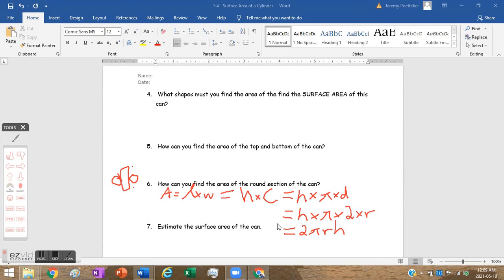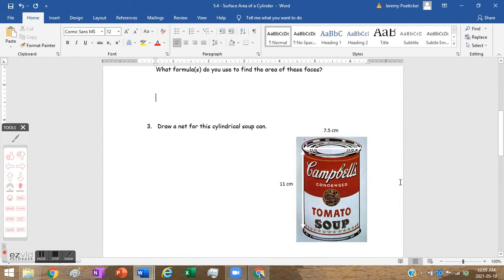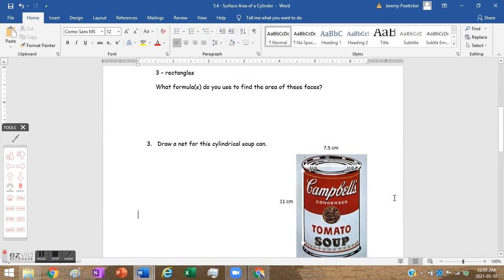We're going to estimate the surface area of the can. Well, let's go back up here. Take a peek here. So, top here, 3.75. It's pretty close to, let's go with 4. 4 times 4 is 16. 16 times pi is about 3, is 48. 48 is pretty close to 50. Top and bottom, 50 plus 50. Okay, not so bad. So we got 50 for the top and bottom.